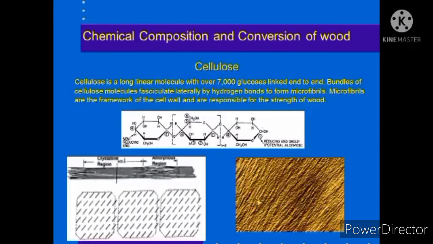Next one, cellulose. Cellulose is a long linear molecule with over 7,000 glucoses linked end to end. Bundles of cellulose molecules aggregate laterally by hydrogen bonds to form microfibrils. Microfibrils are the framework of the cell wall and are responsible for the strength of wood.